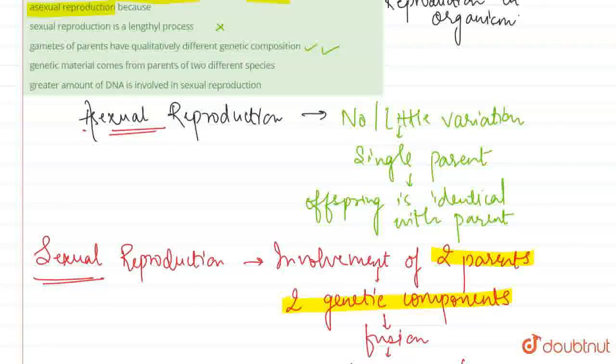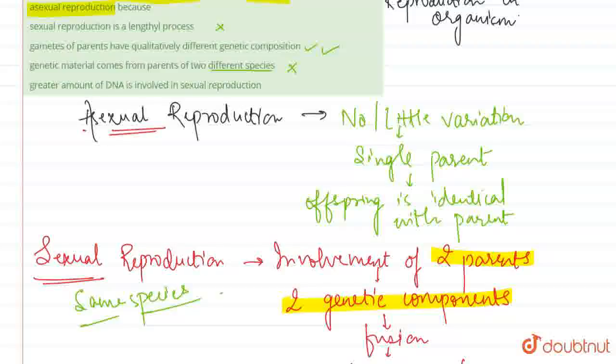Third option is saying genetic material comes from parents. Till here the statement is right. But they are saying of two different species. No. When you are talking about sexual reproduction, it is associated with what? The reproduction is seen in the same species. There is no different species concept because of which variation is the reason.